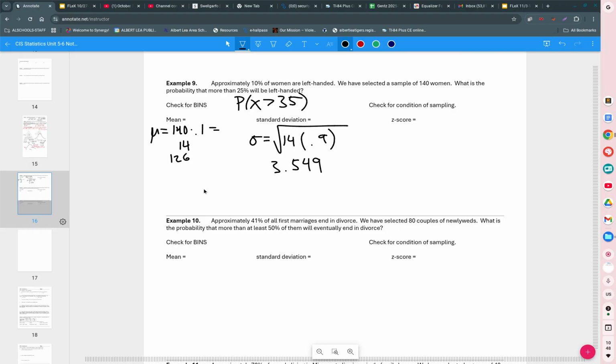Let's check it out. Z is equal to X minus the mean divided by your standard deviation. Again, the number that we're testing is 35. So 35 minus, what is my mean? 14. Divided by 3.549. And we get 21 divided by 3.549. What'd you get? 5.92.